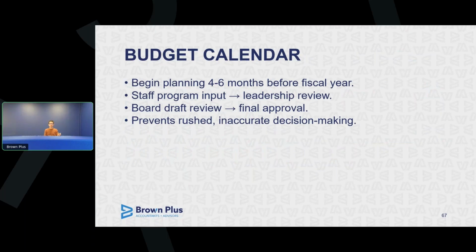Next, budget calendar. A budget calendar is an easy way to create an entire budget process for your teams to follow. Typical calendars range from 4 to 6 months. You want to make sure you get staff input and have the board review the drafts. This will prevent rushes and inaccurate decision making as well.